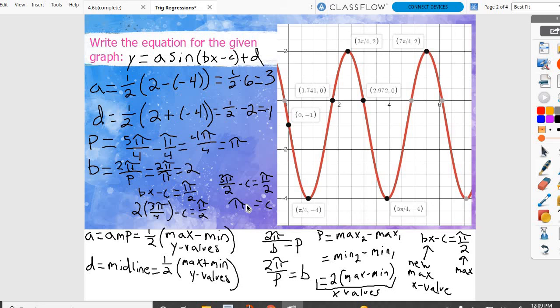So now do we have all 4 of our transformations, A, B, C, and D? Now we're just going to make the equation by plugging all that stuff in. So y equals 3 sine of 2x minus pi, minus 1. Why did I put a minus pi instead of a plus pi? This is the opposite direction that it's moved, or my original equation had a negative sign there.